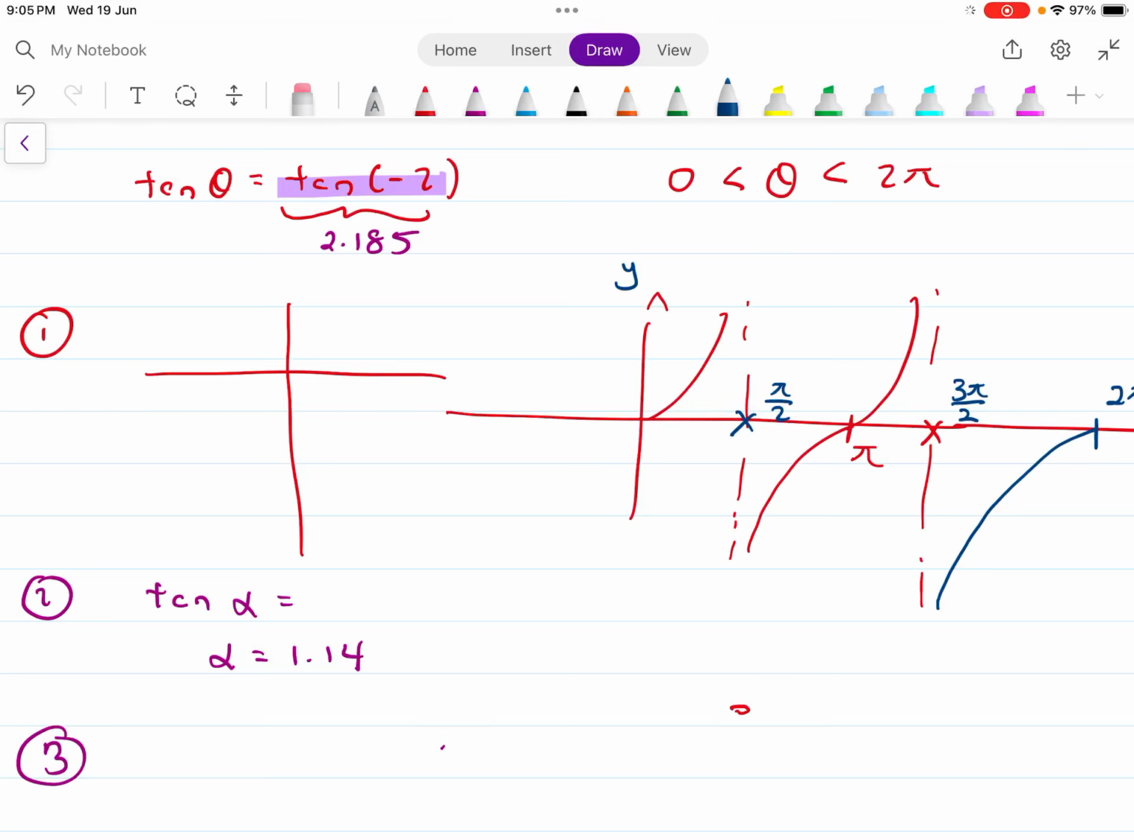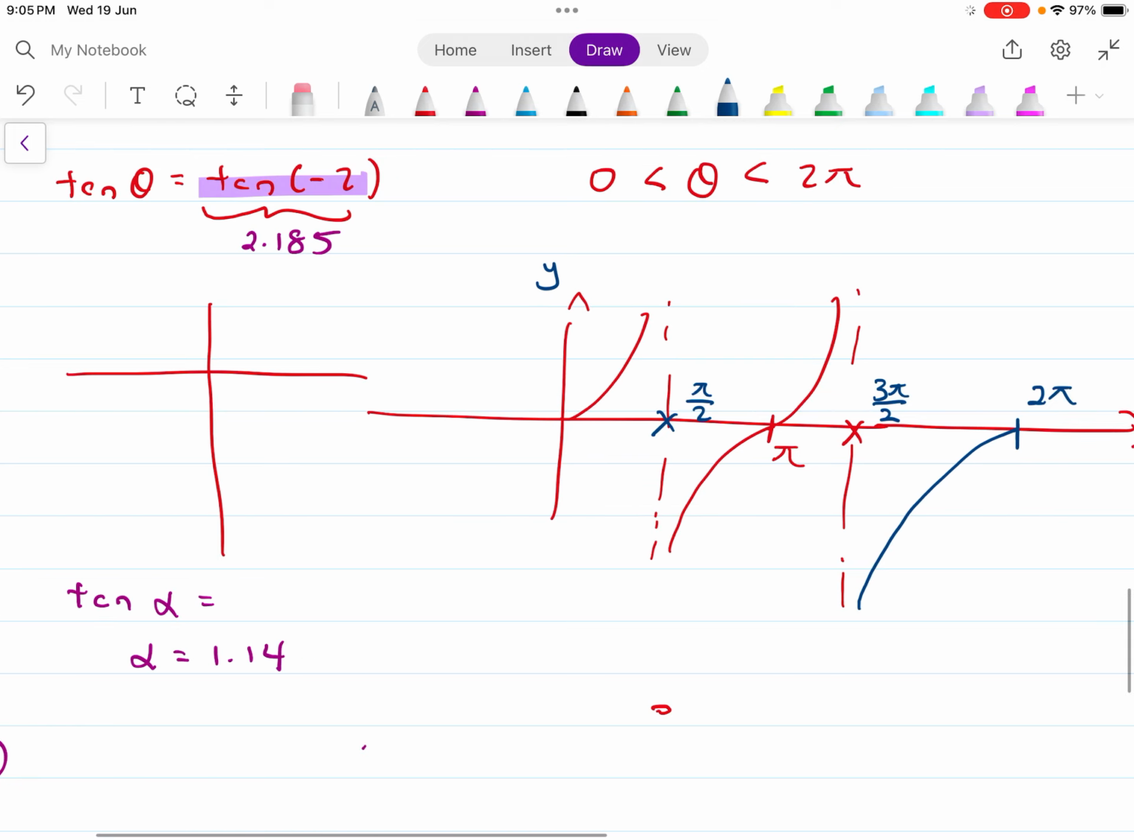Okay, so let's go through question 3, right? The tan theta equal to tan negative 2. For this question, I have some issue with the answer, because the answer they say is 2 radian and 5.14 radian.